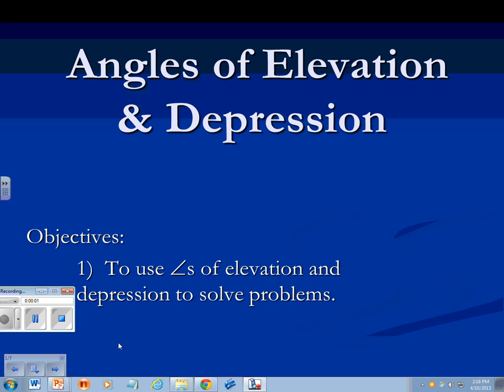Our lesson today is angles of elevation and depression. Objective: how we can use angles of elevation and depression to solve problems.